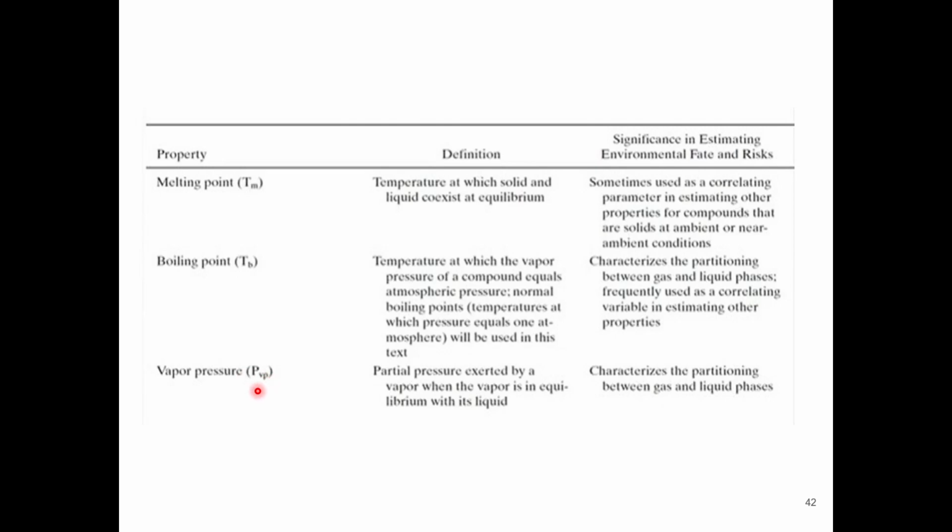And vapor pressure, which is PVP, so it is the partial pressure exerted by a vapor when the vapor is in equilibrium with its liquid. It characterizes the partitioning between gas and liquid phases.